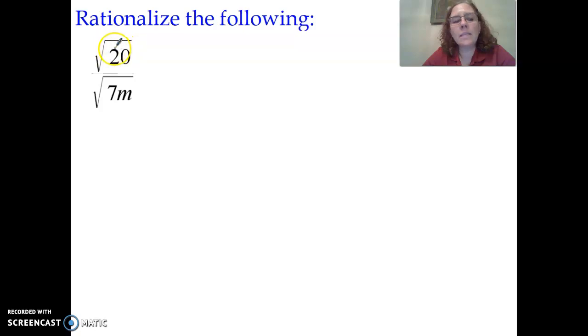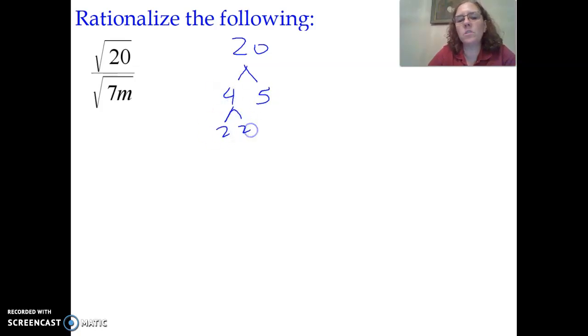All right, now last time when we had the 5 and the 7, we noticed that nothing factored. So in the denominator here, nothing's going to factor, right? I still have that 7, but in the numerator I have 20. So let's see if we can simplify that 20. Well, 20 divides down to be 4 and 5, and 4 is 2 and 2.